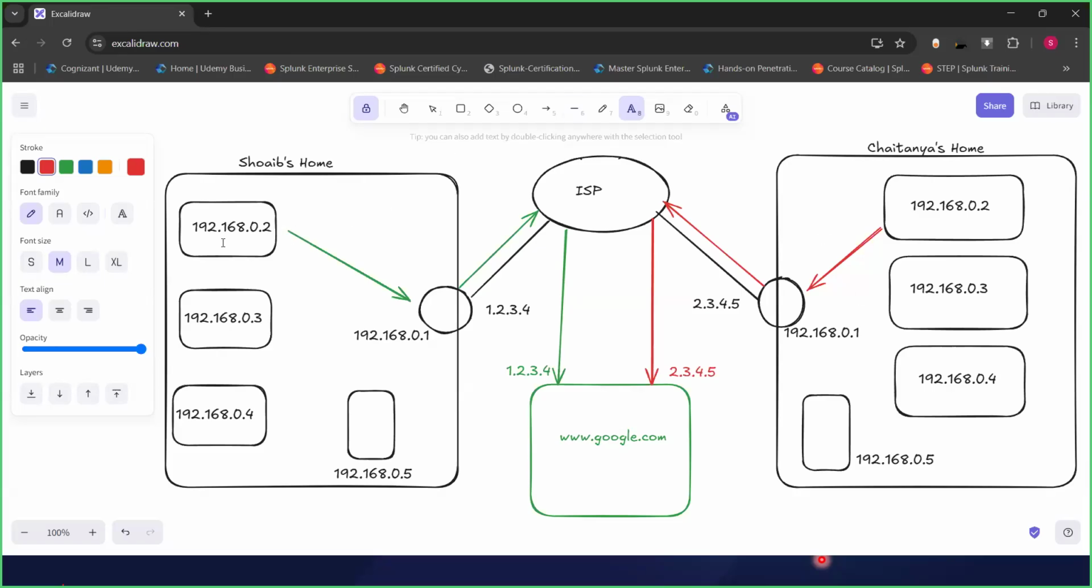Okay. In my home also, I could be using the same private IPs. In your home also, you can be using the same private IPs because they're two different entities. The conflict here would arise when they're connecting in the same network, which is your internet. So when they're connecting to the internet, they have their own unique addresses, which are the public IPs there.